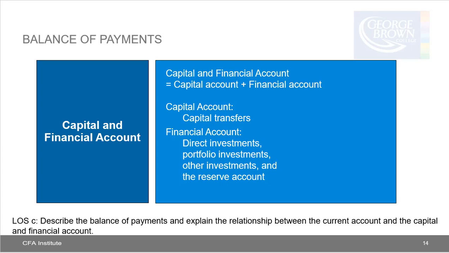Continuing with the balance of payments, we're now going to look at the capital and financial accounts. The capital and financial account have two subaccounts. The capital subaccount primarily reports capital transfers between domestic entities and foreign entities, such as debt forgiveness or the transfer of assets by migrants entering and leaving the country. The financial subaccount reflects the types of investments domestic entities make in foreign entities, as well as the type of investments foreign entities make in domestic entities.